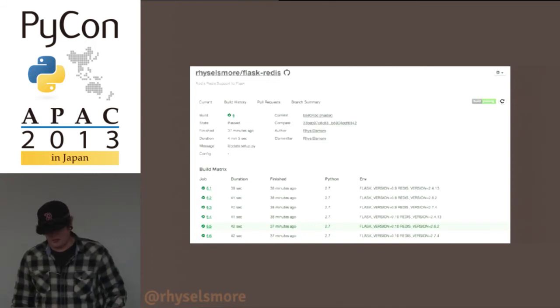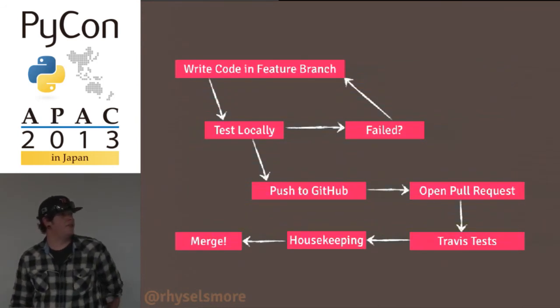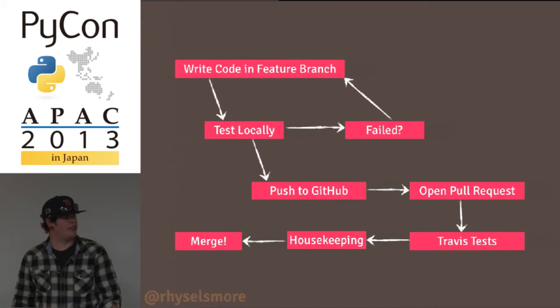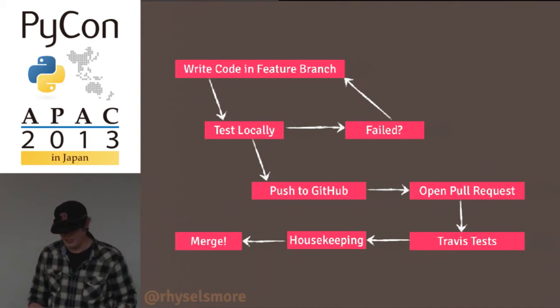So with my development up until this point, my workflow runs like this. I write my code in a feature branch and I'll test locally. If it fails, I'll write more code in the feature branch. I'll keep doing that until the tests pass and I'm happy with the features. I'll push to GitHub, I'll open a pull request, and the Travis tests will kick in. I'll do some housekeeping and then I'll merge if I'm happy. There's a little bit more to it, but that's pretty much it. Housekeeping and merge I can do in any particular order.